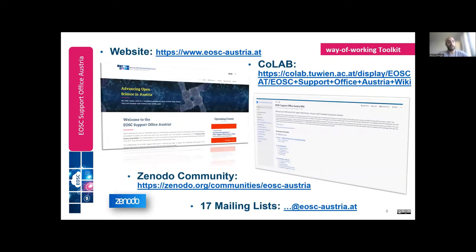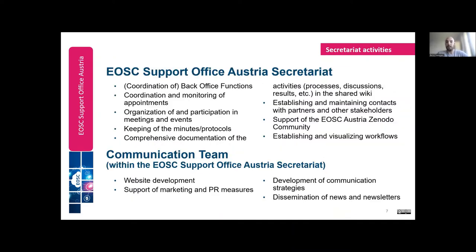In order to facilitate smooth cooperation, as well as the exchange of information and ideas in the growing community, we established a website, a collab working space, which is based on Confluence, a Zenodo community, and in total, 17 mailing lists. As I said earlier, the EOSC Support Office Austria Secretariat is the consistent part of its management.